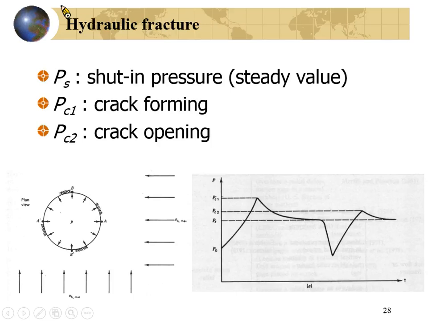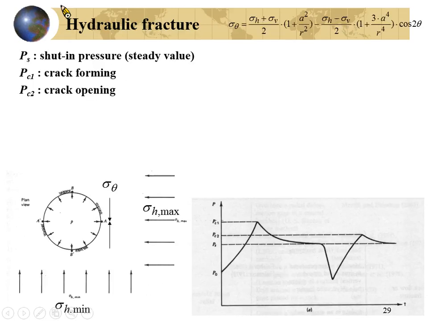Okay? So as I mentioned to you, you have the so-called shut-in pressure. It will be the steady state shut-in pressure. And you will have the PC1, which relates to the crack forming, fracture forming. And PC2 is related to the crack opening. The difference between these two will be the tensile strength of rocks.